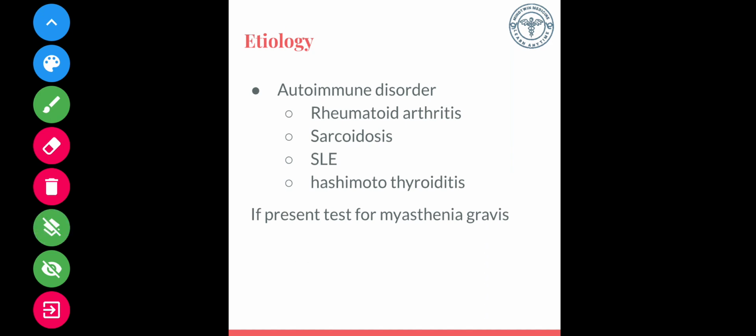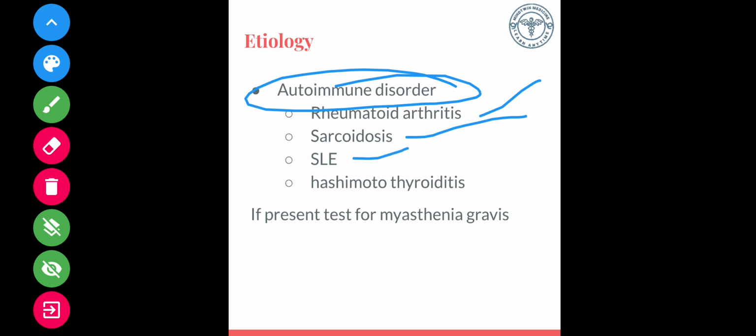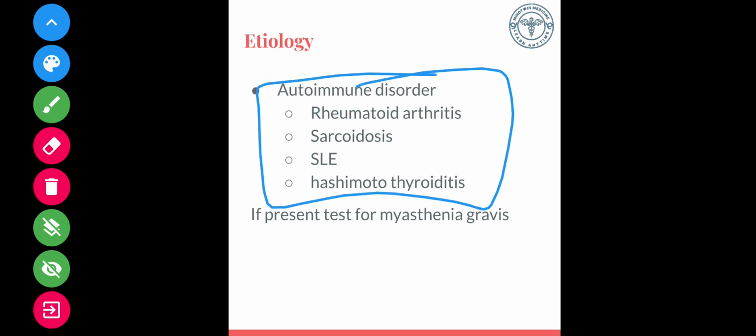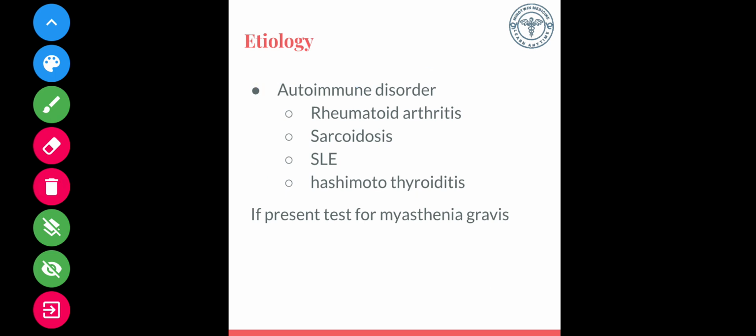So what are the reasons? The major reason is only one: autoimmune disorder. Some of the autoimmune disorders are rheumatoid arthritis, sarcoidosis, systemic lupus erythematosus, or Hashimoto thyroiditis. These are the major etiological factors or causes for this autoimmune disorder. If these four conditions are present in a patient, then you should test for myasthenia gravis. There could be a chance for the patient to get this myasthenia gravis.